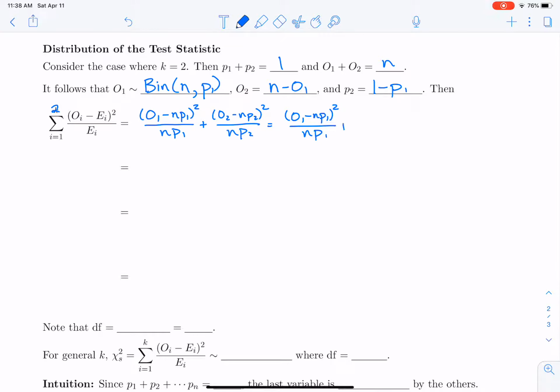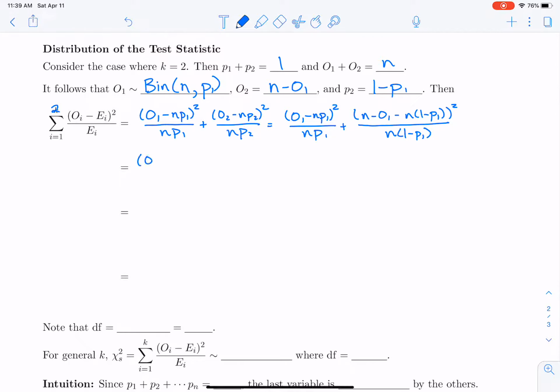But in the second one, I'm going to substitute in what I have for O2. So O2 becomes n minus O1. We're going to square n minus O1, and then minus n times (1 minus p1), because p2 is 1 minus p1. So we're going to square that. And then on the bottom, we're going to get n times (1 minus p1). Okay. So let's see if we can clean that up a little bit.